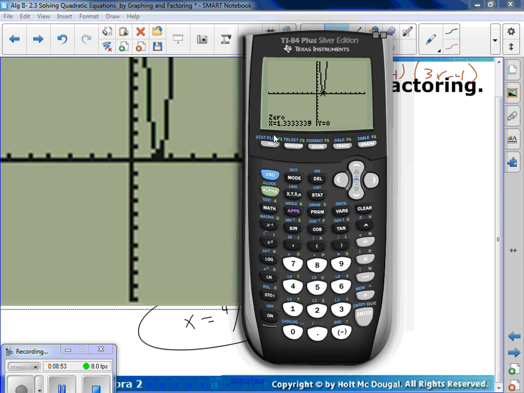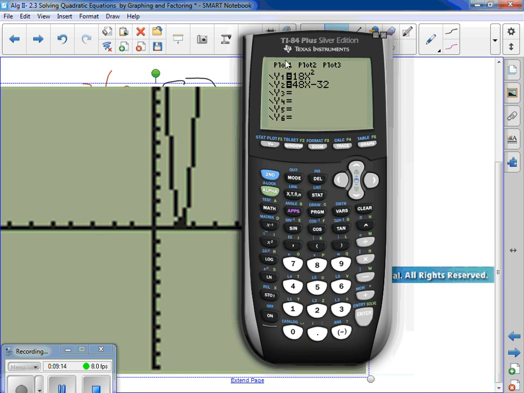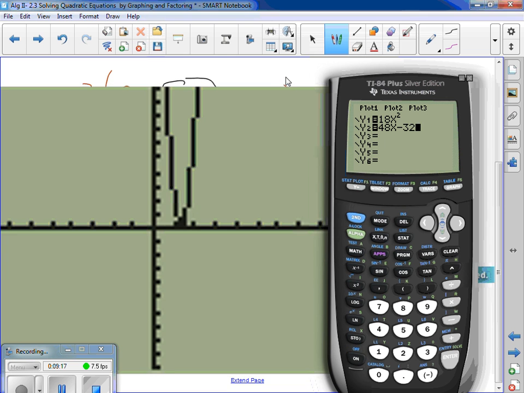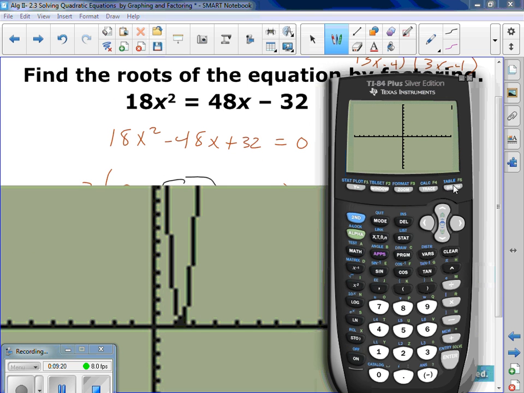I can also use my calculator to check my work a different way. The original problem had this split into 2 pieces, correct? So you had your first piece, and this one was 48x minus 32. Now when I graph, there's the first one, there's the second one. It's really close. Let me see what happens if I zoom in. Zoom, enter.